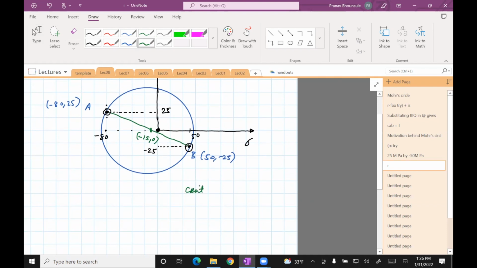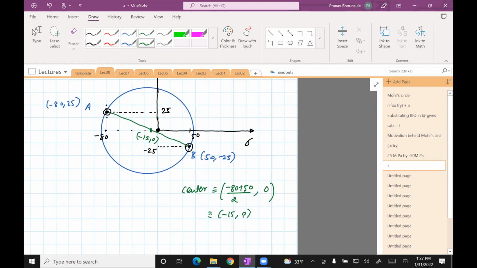So the center is minus 80 plus 50. I'm adding the two coordinates of points A and B. And then I can do the same thing for the y coordinates. 25 minus 25, that's 0. Sorry, I swapped it. Minus 80 plus 50. And then this should be 0 because 25 plus 25 minus 25, that's 0. That's minus 15, comma 0.